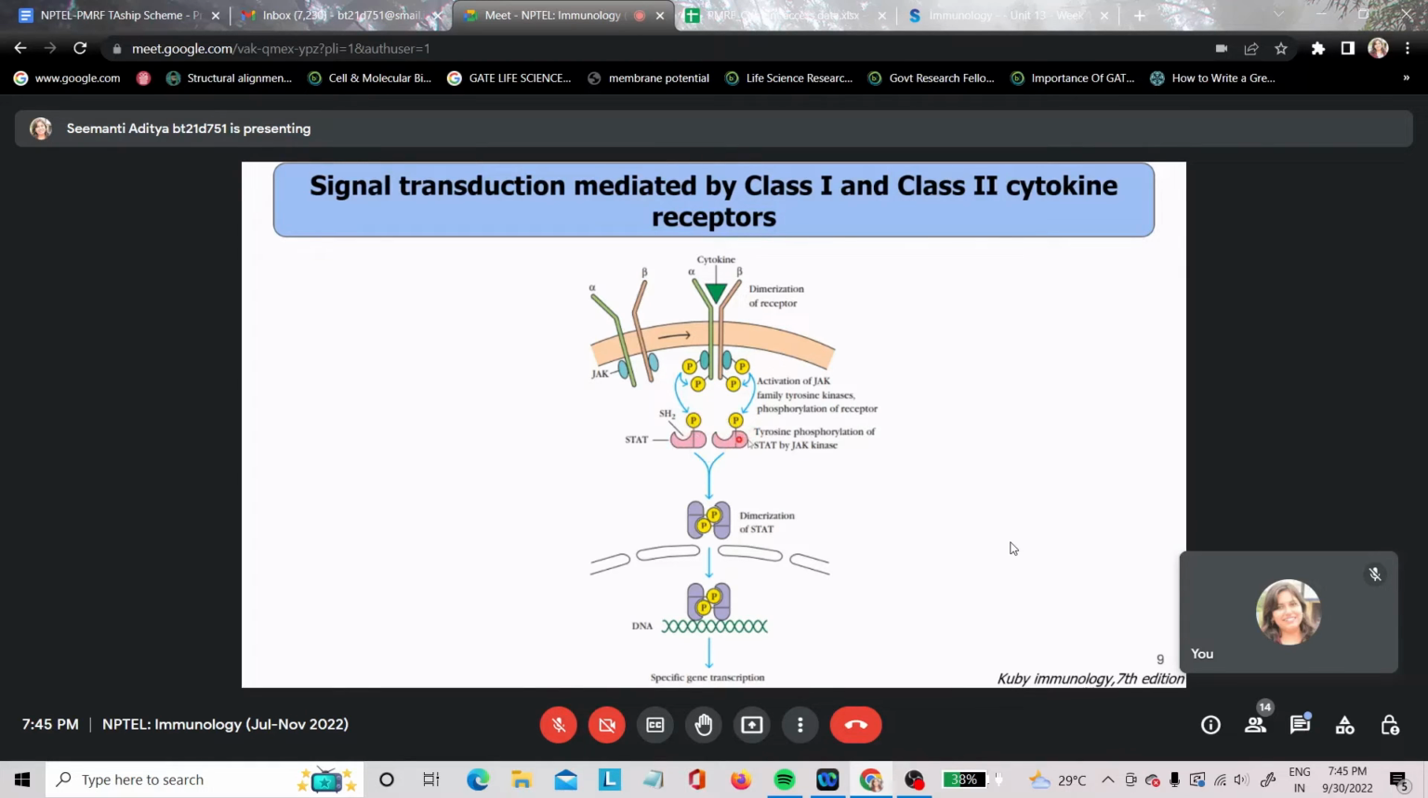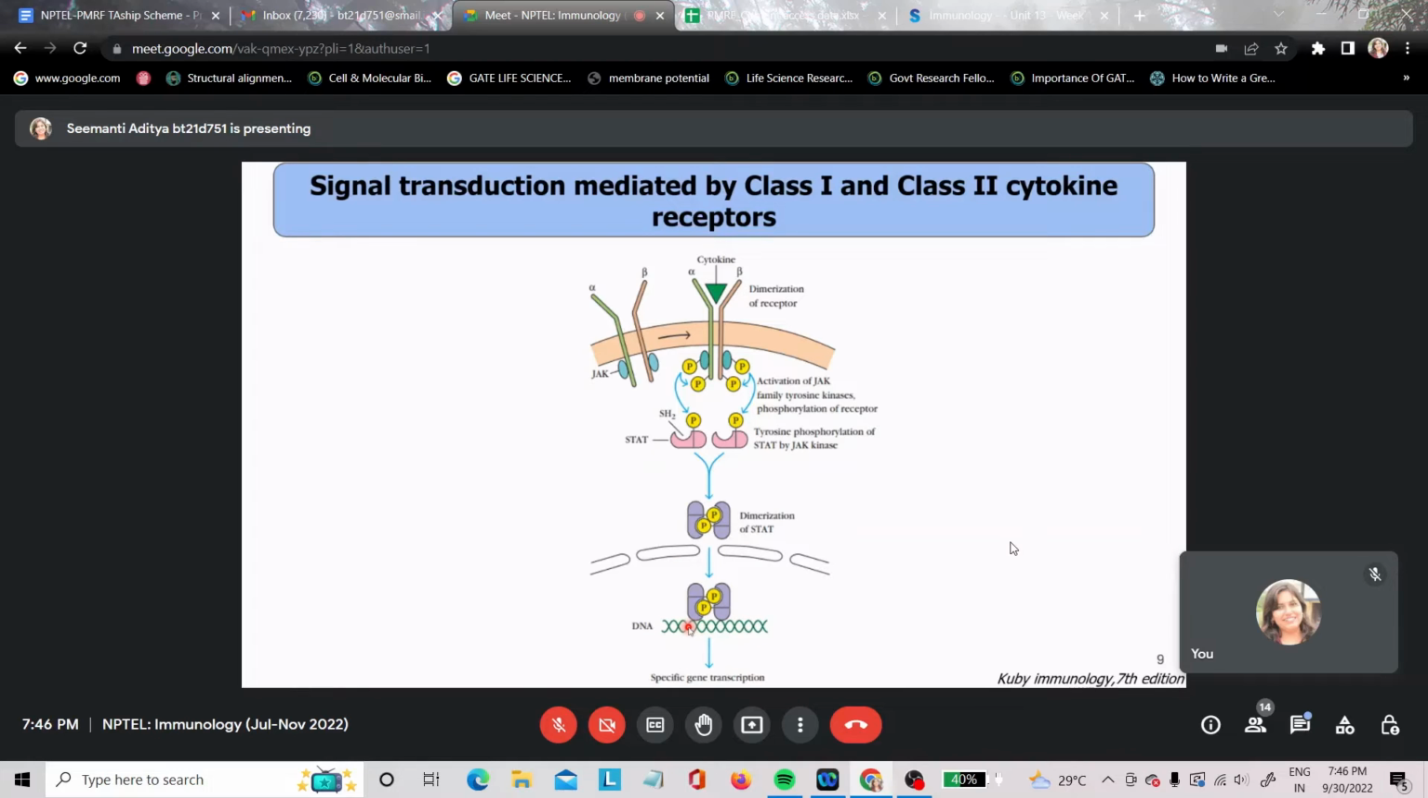So STAT molecules, initially, are present in the monomeric state. Once they go and dock in the cytoplasmic region of the IL-2 or IL-1 receptor, they get phosphorylated, and this phosphorylation will cause dimerization of STAT. So STAT will get dimerized, and dimerization of STAT will lead to its activation. So STAT molecules in their monomeric form cannot enter the nucleus. They remain in the cytoplasm. But once they get dimerized, this dimerized STAT will enter the nucleus and will go and bind to the DNA. It acts as a transcription factor.